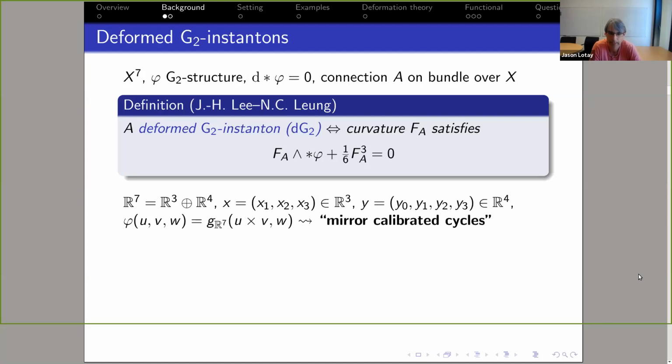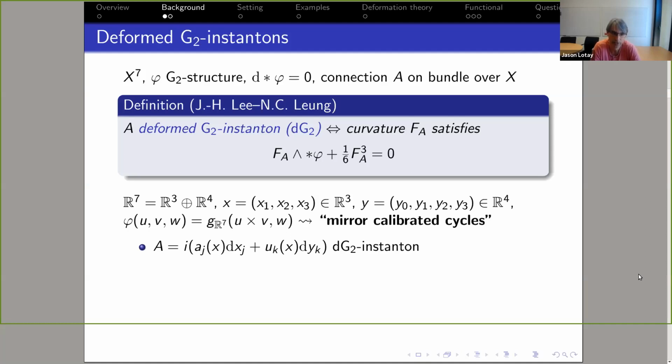Then I want to explain this mirror calibrated cycles picture of Lee and Jung, which is to say, suppose we consider a U1 dg2 instanton, which depends only on the x variable, so only on the R3 directions. So here I'm using summation notation. And I ask, when is such a thing a dg2 instanton?